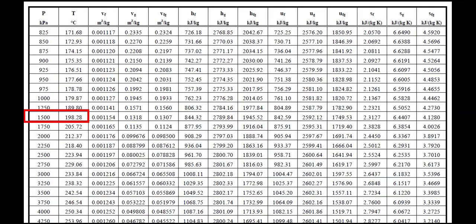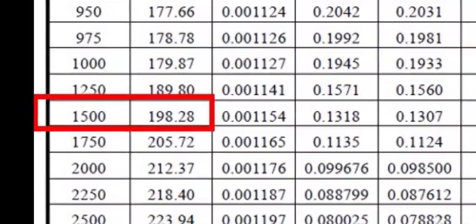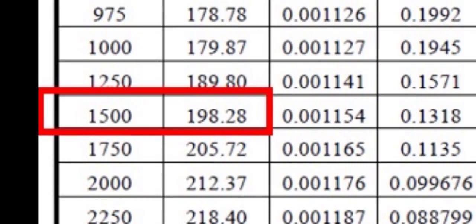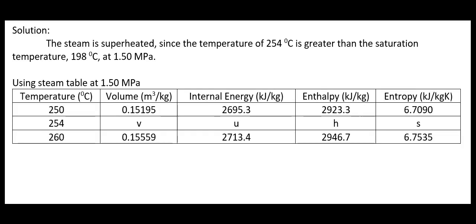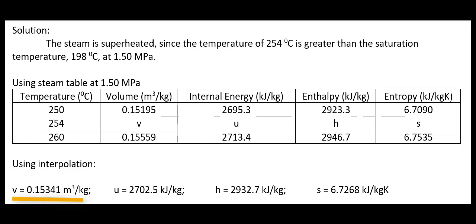At 1.5 megapascal, the saturation temperature is 198 degrees Celsius. Therefore, the steam is superheated since the given temperature is greater than the saturation temperature. Since the steam is superheated, to find the other properties of steam, we will use table 3 of the steam table. These are the values we can get. Using interpolation, we can solve the volume, internal energy, enthalpy and entropy at 254 degrees Celsius.